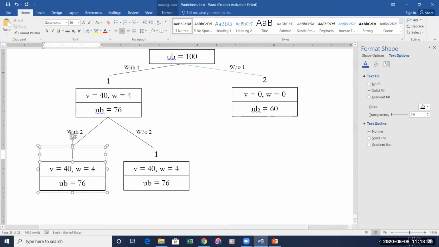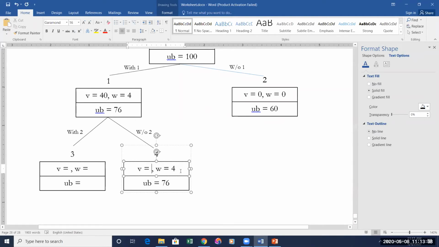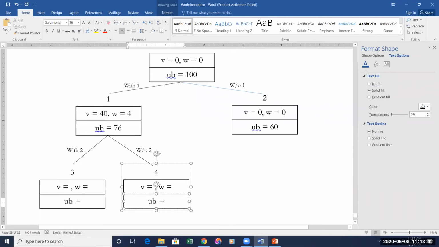Node number 3, and this is node number 4. Now with 2 means what? You are considering node number 2, isn't it? Now with 2, what will be the value? What will be the weights? You have to add. So initially it was 40.